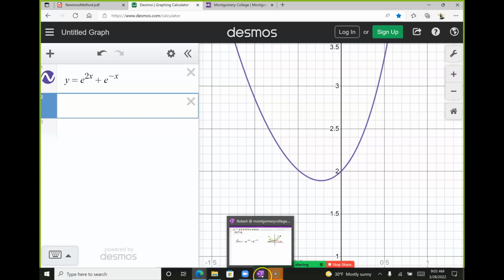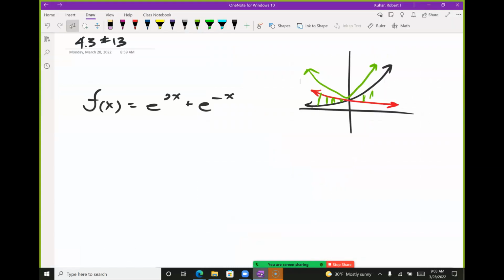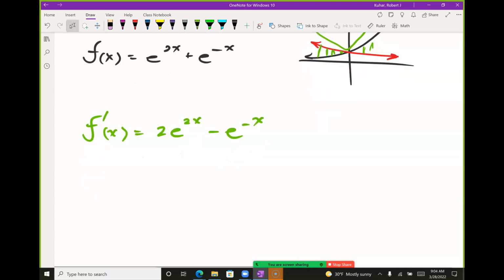So we want to be able to find that critical value, right? This one's pretty quick, just a chain rule. 2 times e to the 2x minus e to the minus x. Very quick derivative there. It's usually the beauty of e. We know how to take a derivative of e to the x very quickly.